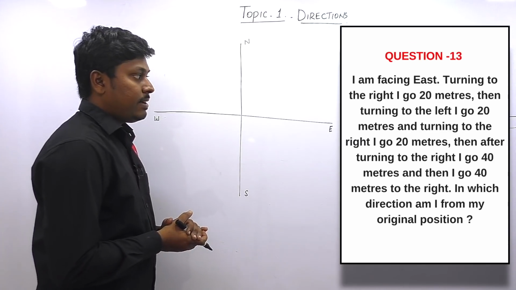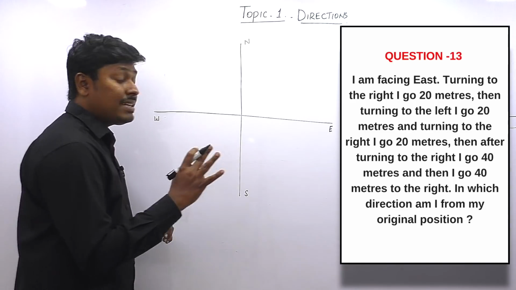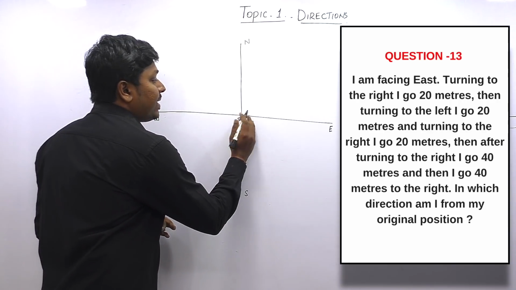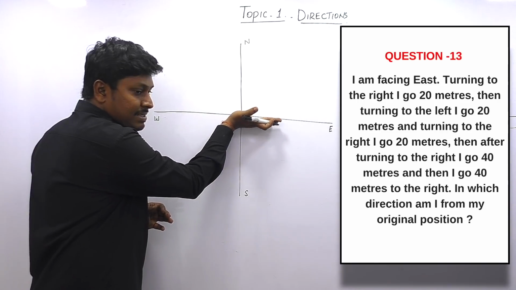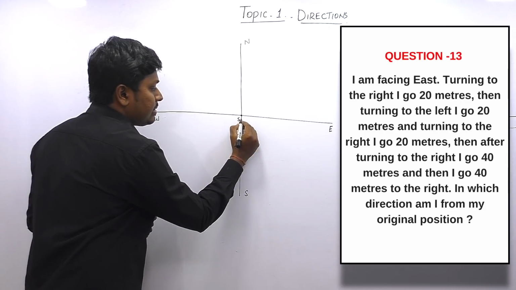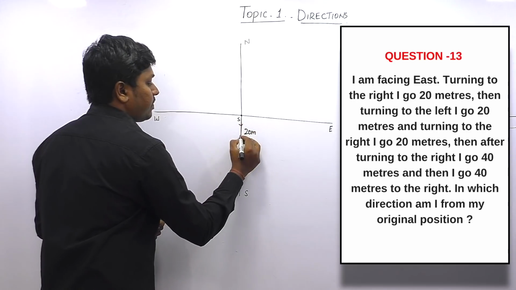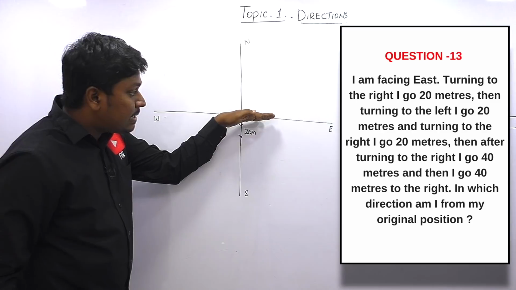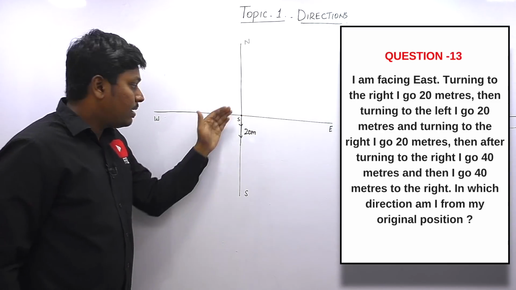Question number 13. I am facing east. Turning to right, I go 20 meters. So listen carefully, most important question. What they are saying is, from the starting point, he is facing the east direction. Then he turns right. If we are facing the east direction, the right-hand side will be this side, the left-hand side will be this side. So initially he takes a right turn and walks 20 meters. Got it? So a person is facing east and turns right. If he is facing east, the right-hand side will be this side. So now he walks 20 meters turning right.